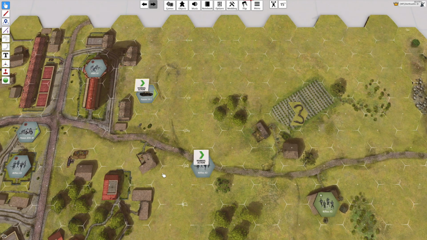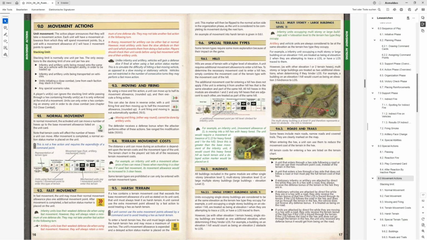Okay, this is so far for normal action. Fast movement. In a fast movement, a unit may move its normal movement allowance plus 1 additional movement point. After movement is completed, a fast action status marker is placed.